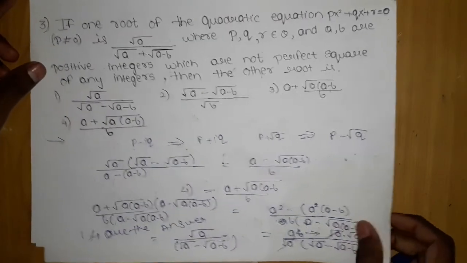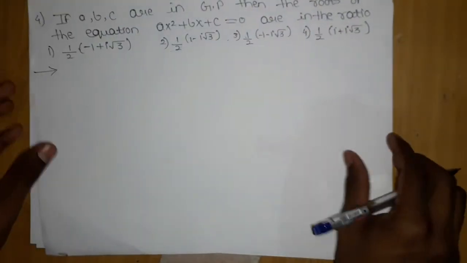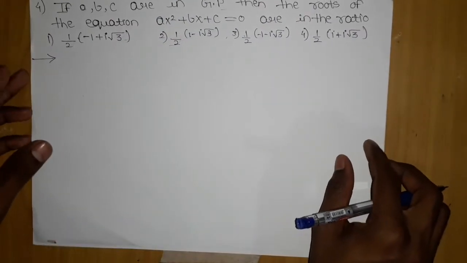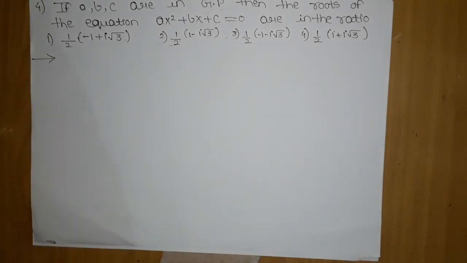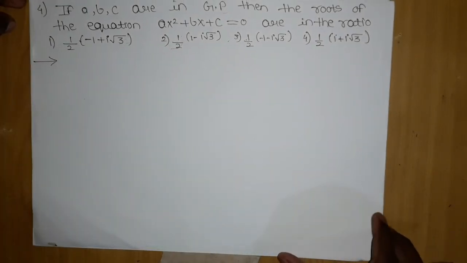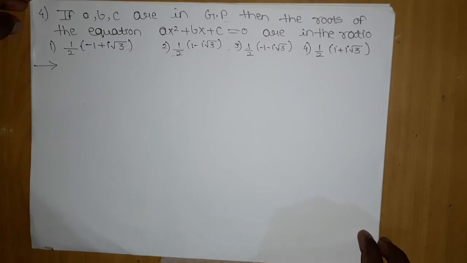Okay, so let me move on to the next question and see what we have ahead. In this question there were two correct options. Now let me get the fourth question. The question says that if a, b, c are in GP, then the roots of the equation ax square plus bx plus c equal to 0 are in the ratio.